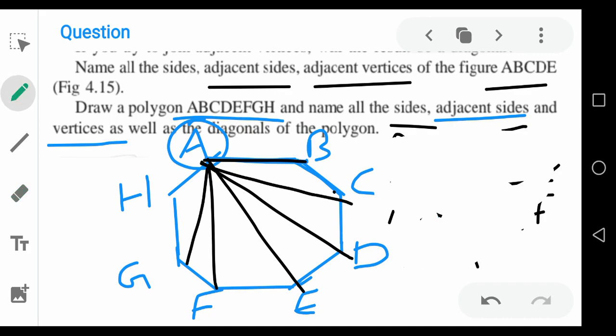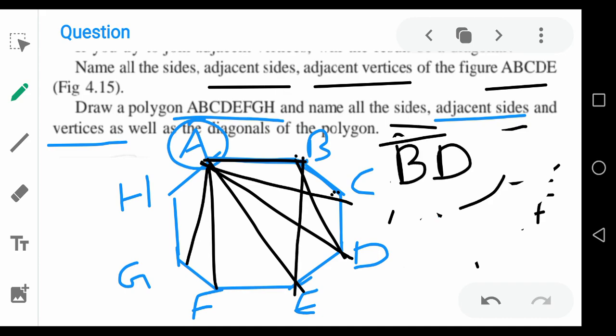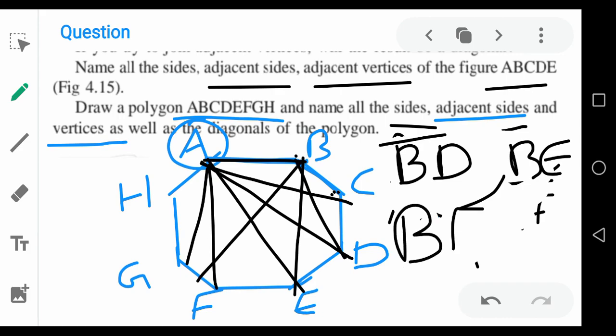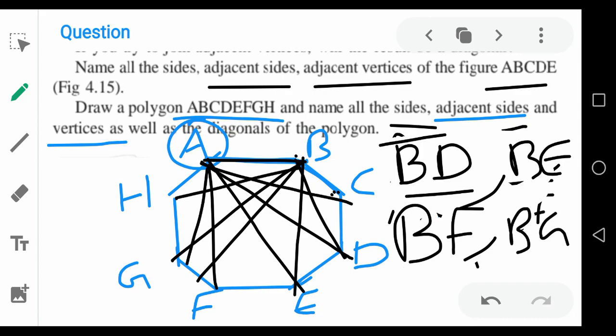Now we started from A, now we will start from B. B and C are adjacent, so you should not draw that one. B and D. So BD is the next diagonal. Then BE. Then BF. Then BG. BH. That is the next one. Then from where will you start? Then you will start from C. CA, CE, like that you have to do. All the possible diagonals you have to write.